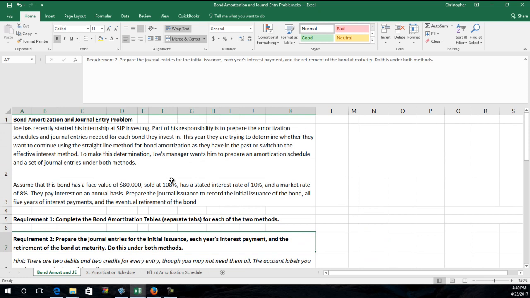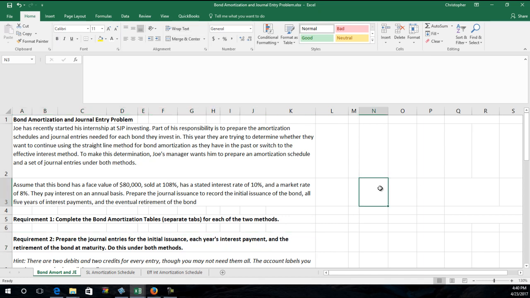First thing we need to go back to: assume that this bond has a face value of $80,000 and it's sold at 108%. What that essentially means is that it's sold at a price that's 108% of the face value. It's above 100%, so it's a premium. So our sale is going to be $86,400. That's the starting carrying value for this bond. So it is a premium. And remember, we have the 10% interest rate and the 8% market rate. They pay interest on an annual basis.